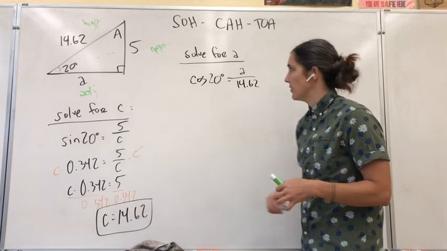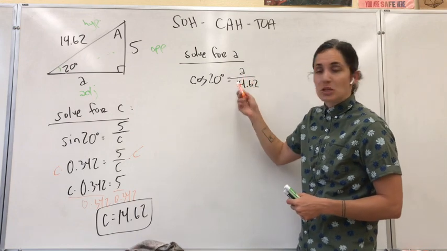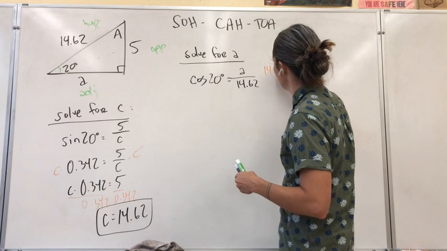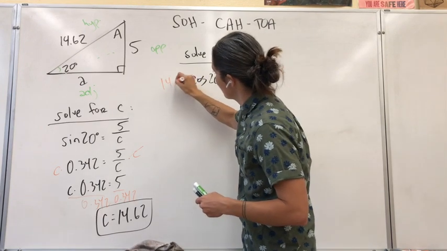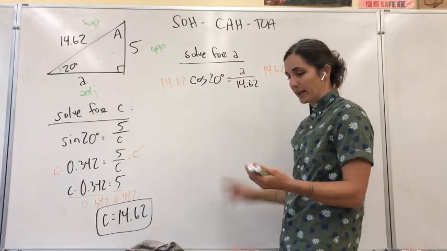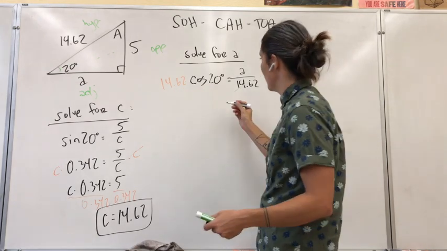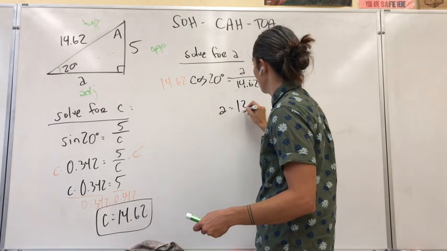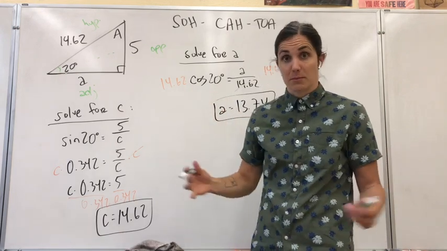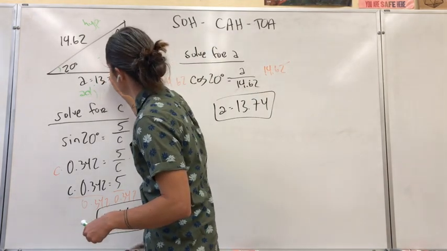And this is a little bit of the easier version because the unknown is in the numerator. So here, all I need to do is multiply both sides by 14.62. And then those guys, of course, simplify to 1 or cancel out. And that's it. As long as we can type that into a calculator, I get that my A value is 13.74. And I'm done. Okay. So this would be 13.74.